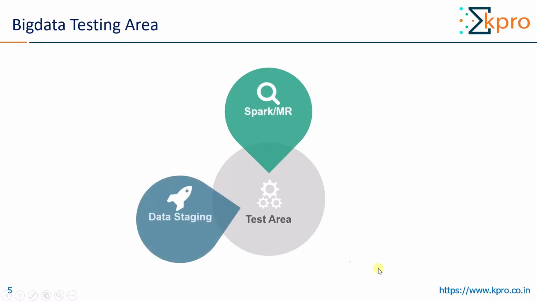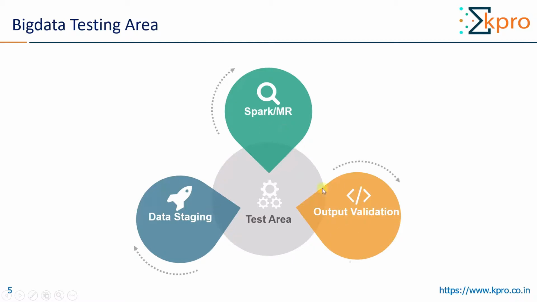Let us look at different test area in big data. Generally, there are three major areas: data staging, Spark or MR, and output validation. In data staging area, the data comes and stored in some location of HDFS. This data will be different coming from different sources like weblogs, social media, RDBMS, etc. Validating these types of data and the location where they are stored will be covered in data staging area.